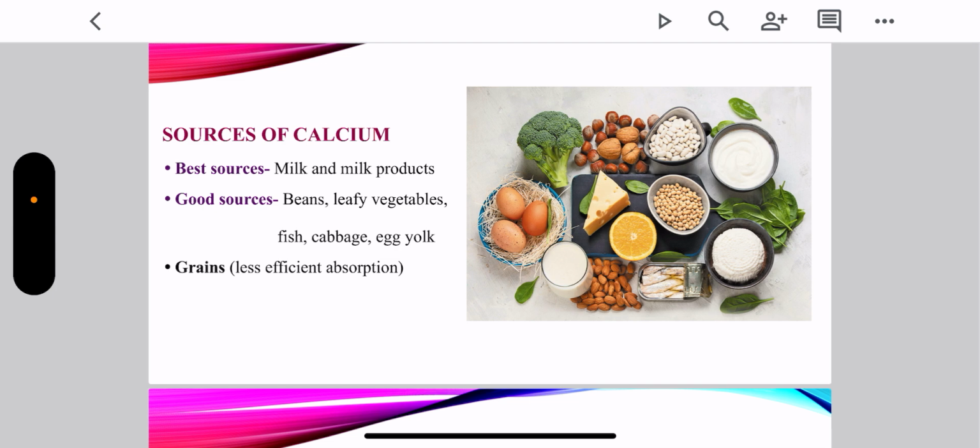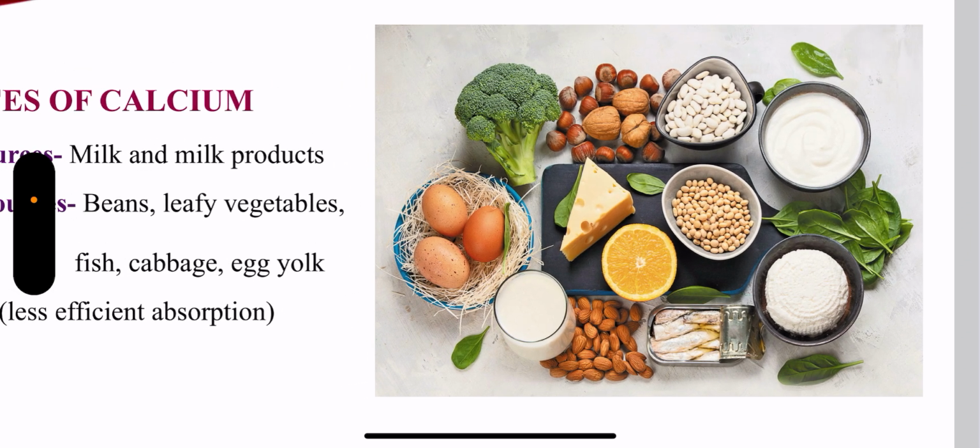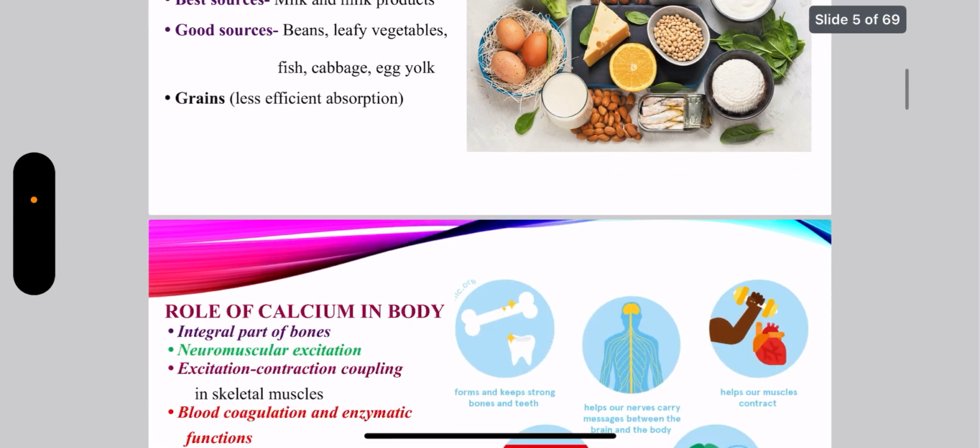After that, there are some good sources like beans, as you can see in this figure, leafy vegetables, fish, cabbage, egg yolk. These are the good sources of calcium. After that, grains also. Calcium from grains is less efficiently absorbed. You can see all the sources of calcium in this figure: grains, leafy vegetables, milk products, beans, egg yolk.